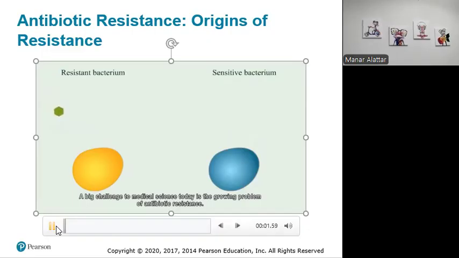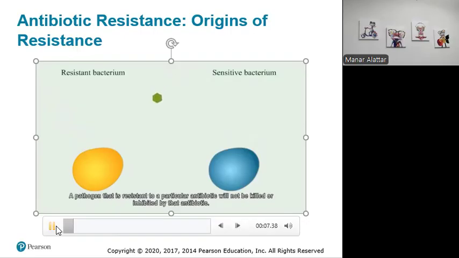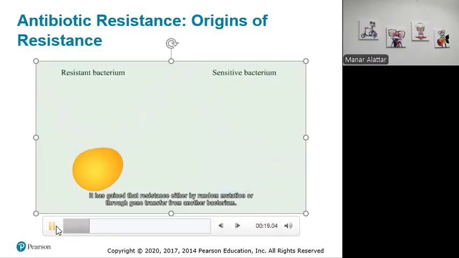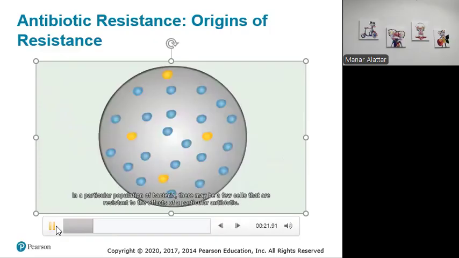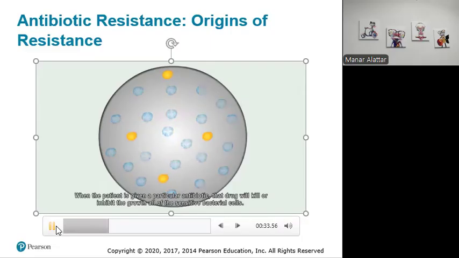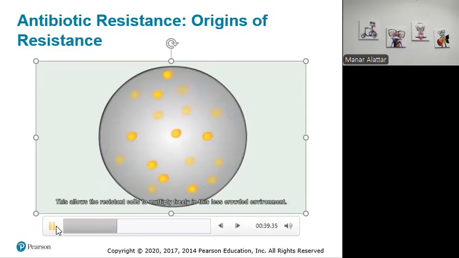A big challenge to medical science today is the growing problem of antibiotic resistance. A pathogen that is resistant to a particular antibiotic will not be killed or inhibited by that antibiotic. It has gained that resistance either by random mutation or through gene transfer from another bacterium. In a particular population of bacteria, there may be a few cells that are resistant to the effects of a particular antibiotic. When the patient is given a particular antibiotic, that drug will kill or inhibit the growth of all the sensitive bacterial cells. This allows the resistant cells to multiply freely in this less crowded environment.